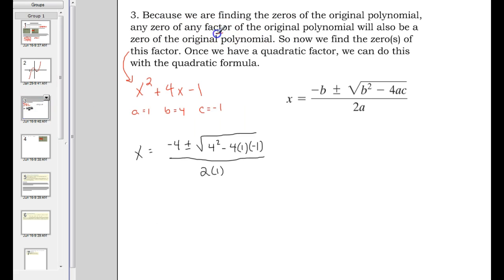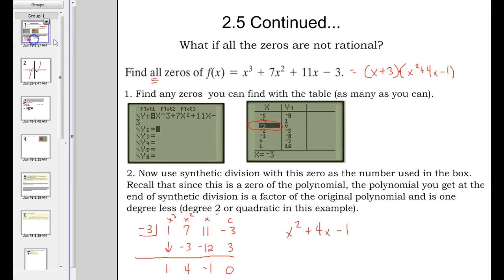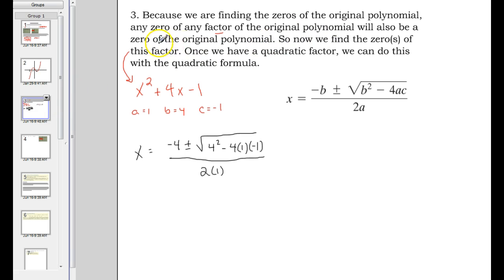Any 0 of any factor of the original polynomial, because it's a factor of the original polynomial, will also be a 0 of the original polynomial. So now we're going to try to find the 0 of that factor, x squared plus 4x minus 1. Because this is quadratic, we can do it with the quadratic formula. So in this, a is 1, b is 4, c is negative 1. I just plug those into the quadratic formula and then simplify it.